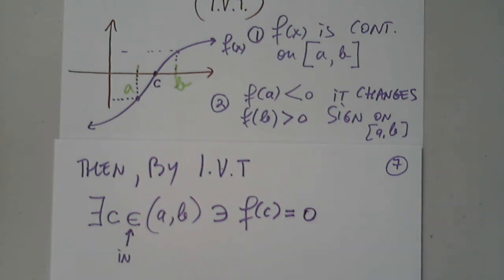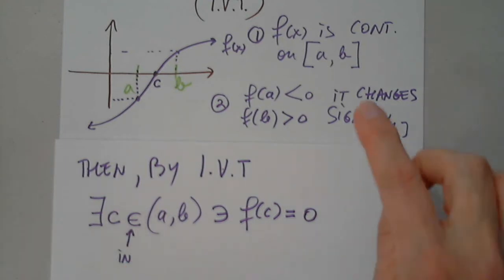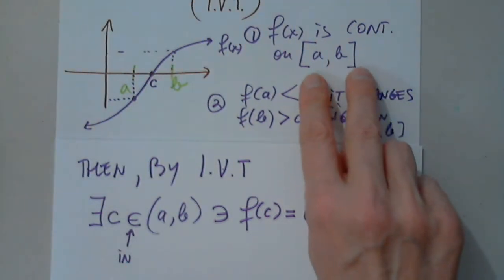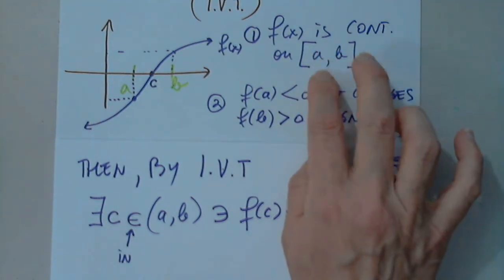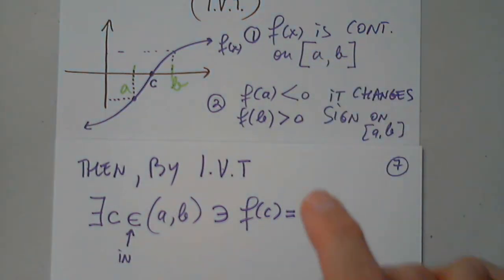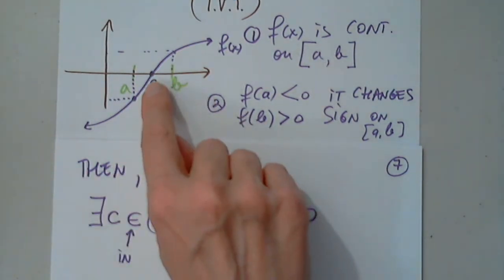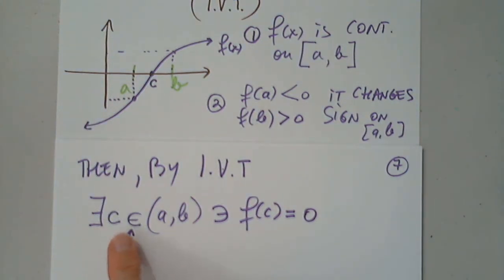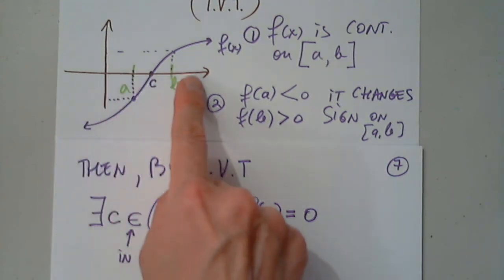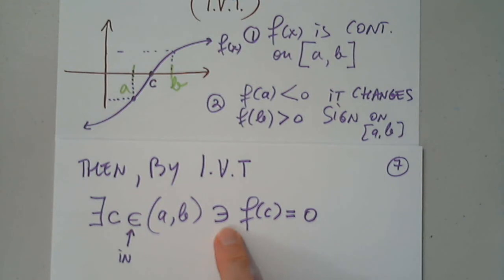0. Exactly. So what does this theorem say in our example? It says, if the function is continuous on this interval and it changes sign on a comma b, it's guaranteed that it has a solution. It has an x-intercept or a 0 between a and b. There exists a c in the open interval, not at a and not at b, the open interval a comma b, such that f of c is 0. So this is extremely helpful.